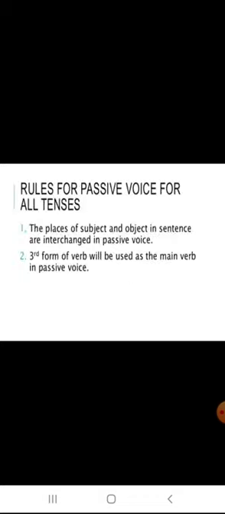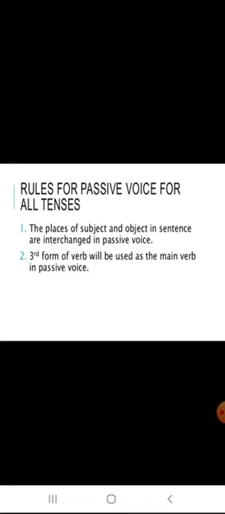He wrote a letter. The letter was written by him. By him also, we can use or we cannot use. Active voice: The mailman carried the mail. The mail was carried by the mailman.